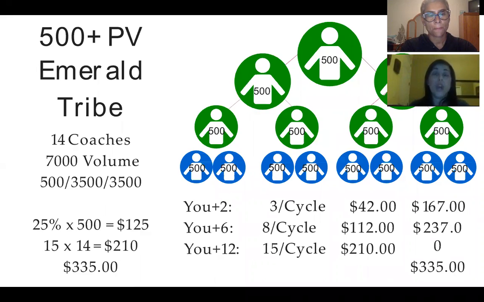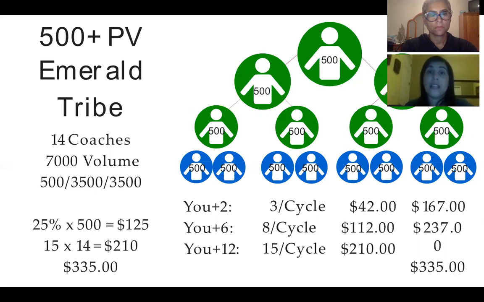So as an Emerald coach, you get paid $14 per cycle. And just so you know, this is on a monthly basis here. So in this particular month, you have 3 cycles. You're going to get paid $14 per cycle. That's a total of $42. So for that month, you're going to get paid $42. However, remember, you're bringing in your own personal volume points from your customer base.